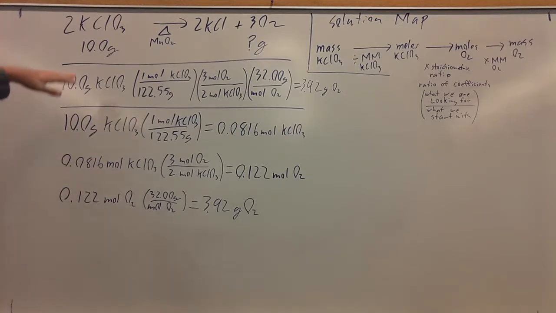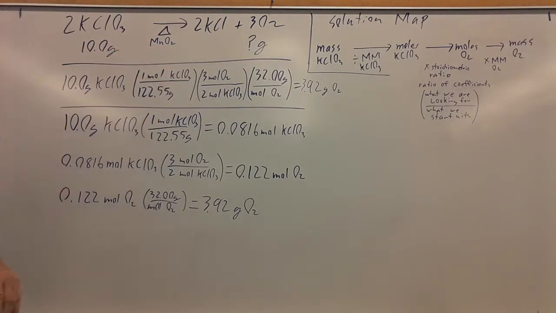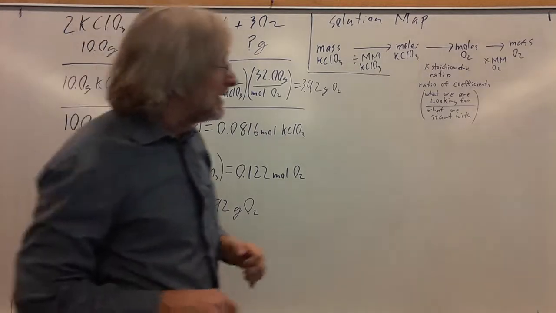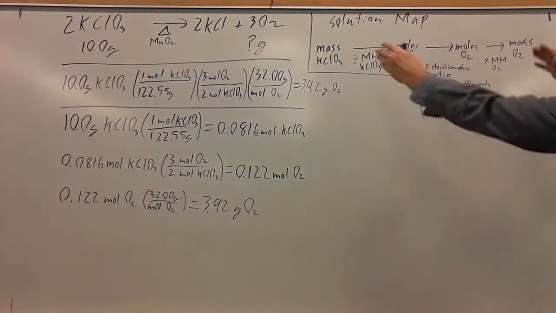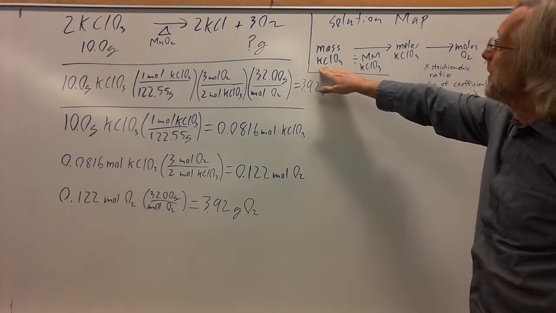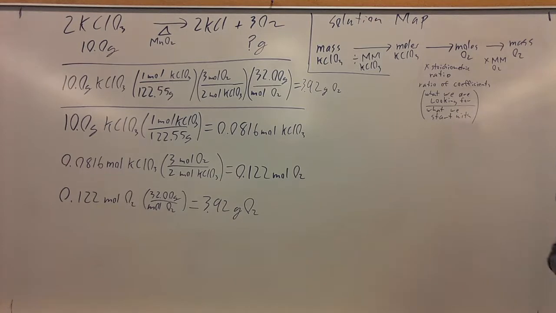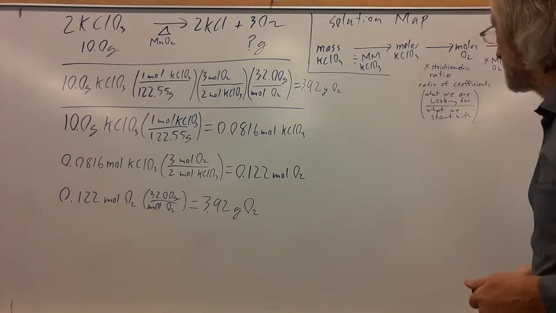So we're starting off with a mass of potassium chlorate. We're trying to figure out how much oxygen we can produce from this. The solution map for a mass-to-mass stoichiometry problem is we have to turn the mass that we're starting off with into moles. We're dividing by the molar mass of potassium chlorate.